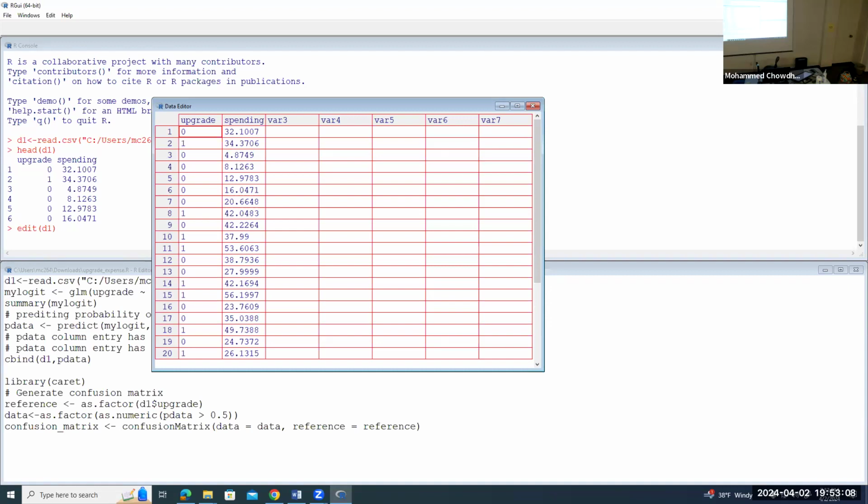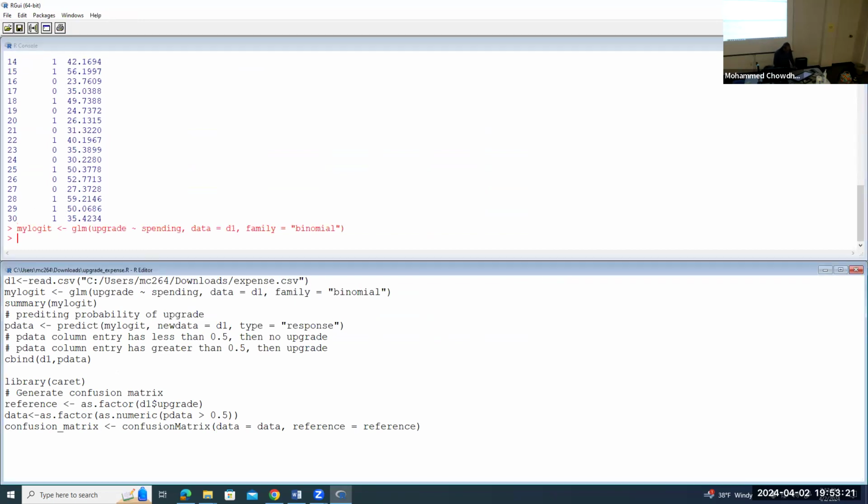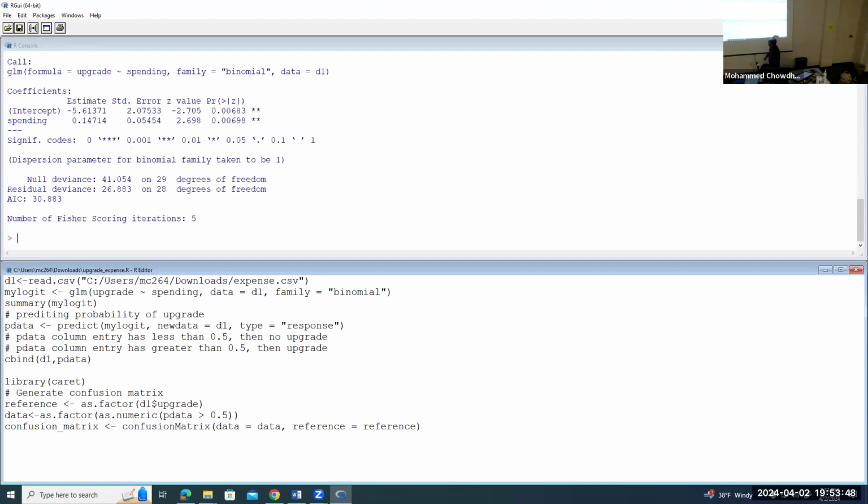Do you understand how the real life example is connected with this predictive probability? So this is the data. In this data, we fit the logistic regression model with glm. Upgrade is the dependent variable, which is 0 and 1, and spending is the independent variable. Data is D1, family is binomial. Binomial is a special Bernoulli; a sum of Bernoulli is a binomial. Now I want to take a look at the summary statistics. My beta 0 is equal to -5.61 and beta 1 is equal to 0.147.